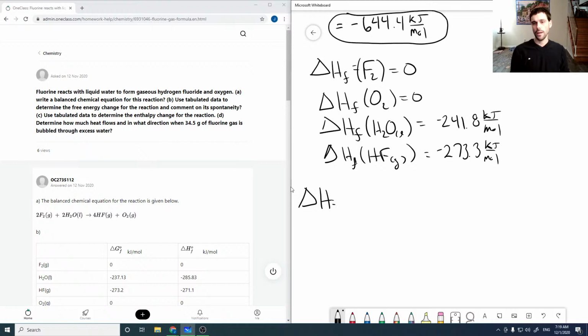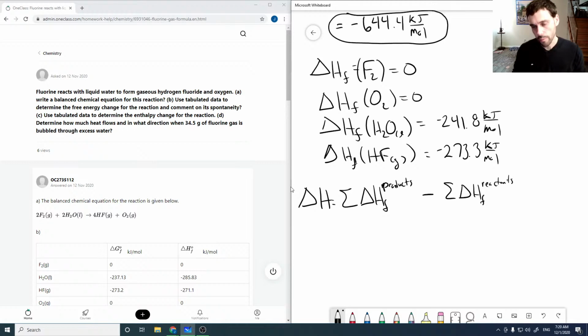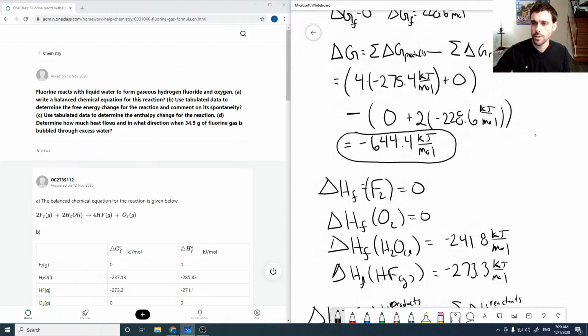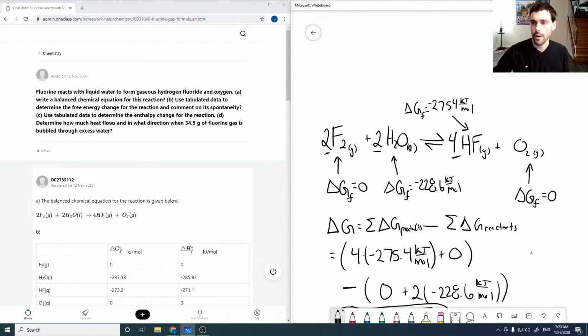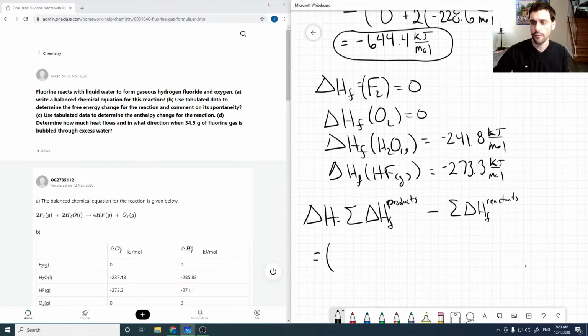for our reaction, and it's the same steps as for the free energy change. So it's the sum of our delta HFs for our products minus our delta HFs for our reactants. And we're going to put in our appropriate coefficients with this. So then looking at our equation again, our products are HF and O2, and our reactants are water and fluorine.